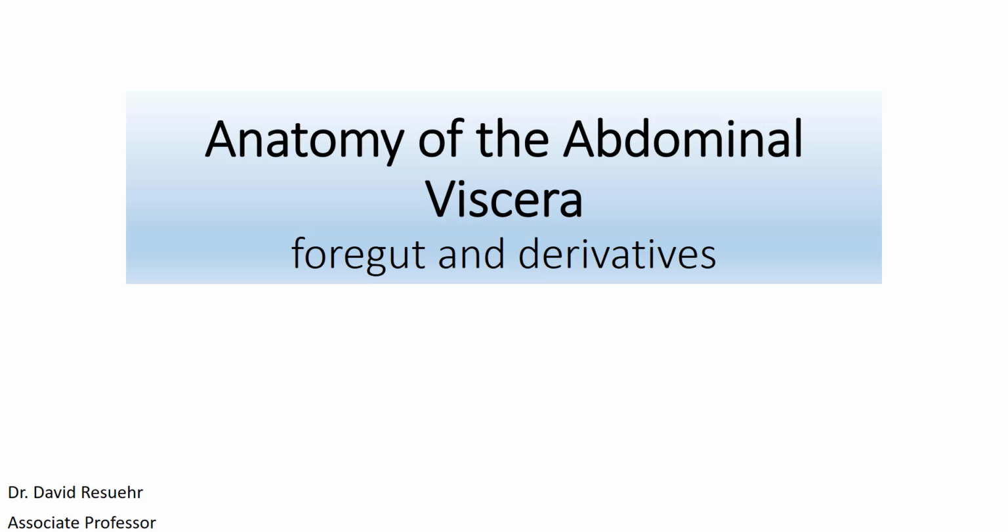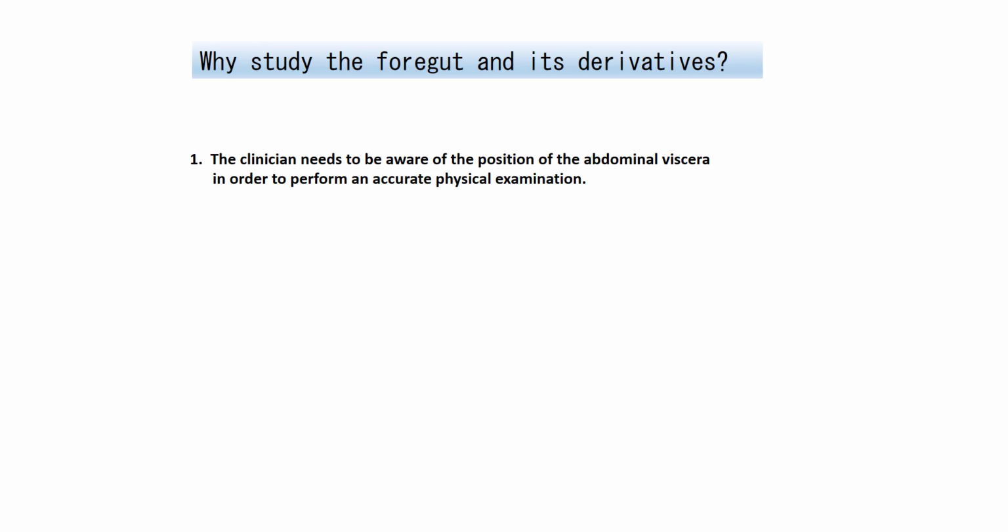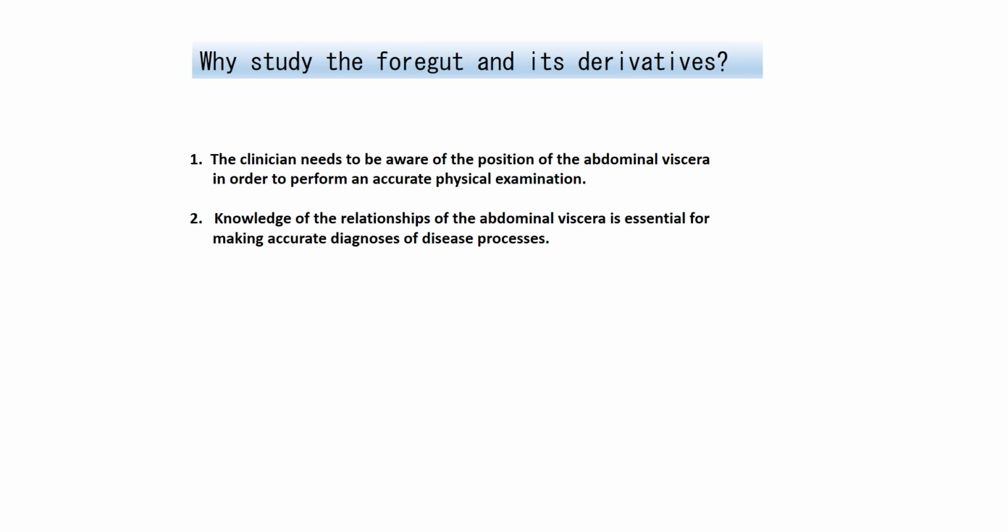Anatomy of the abdominal viscera, foregut and derivatives. Why do you want to study the foregut and its derivatives? Well, you need to be aware of the position of the abdominal viscera in order to perform an accurate physical exam. Knowledge of the relationships of the abdominal viscera is essential for making accurate diagnoses of the disease processes.